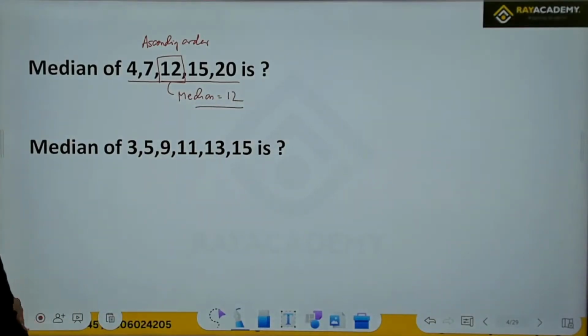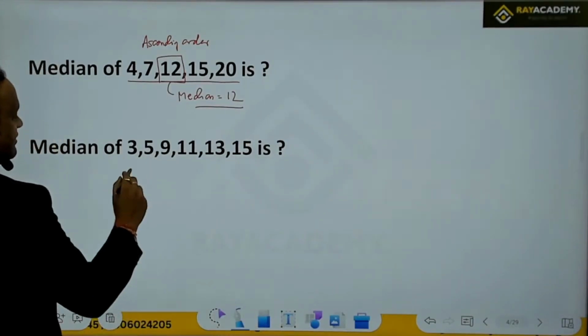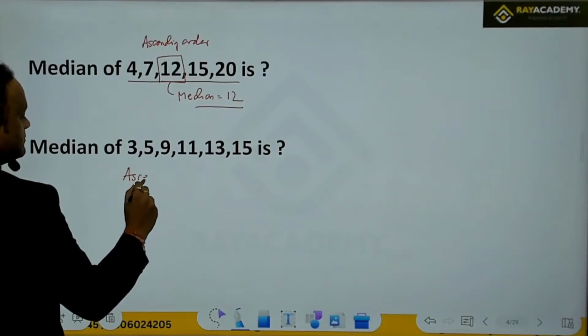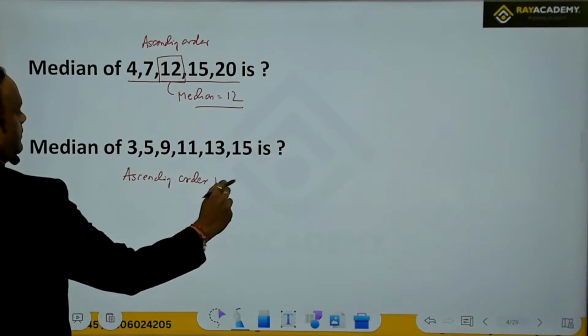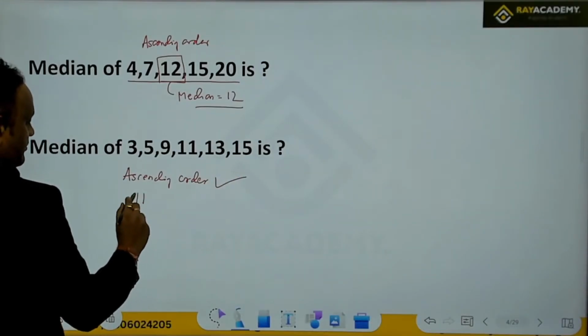Okay. Next question is: median of these numbers 3 5 9 11 13 and 15. Here also it is already in ascending order. And how many total numbers are there?